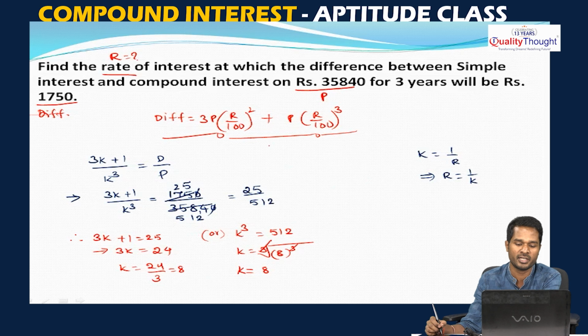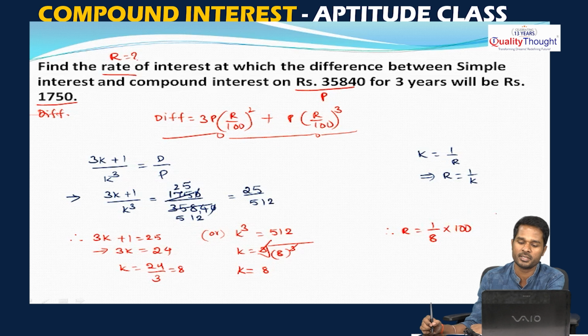Now, what do we need? We need the rate of interest. Therefore, the R value is 1 by k, that is 1 by 8. To convert it into percentage, multiply it with 100. So, 4 2s are 8, 4 25s are 100. So, 25 by 2 is 12.5 percentage. This is the required rate of interest.